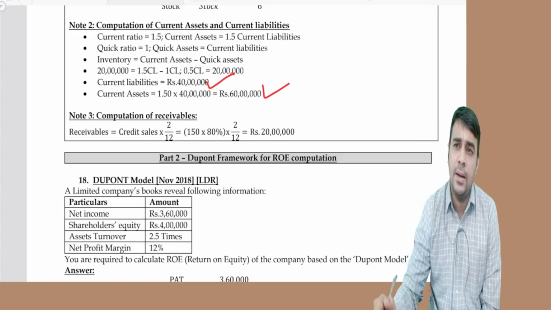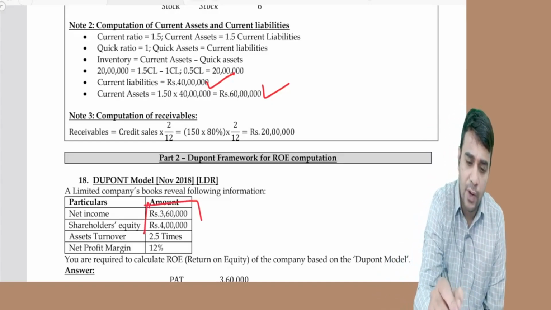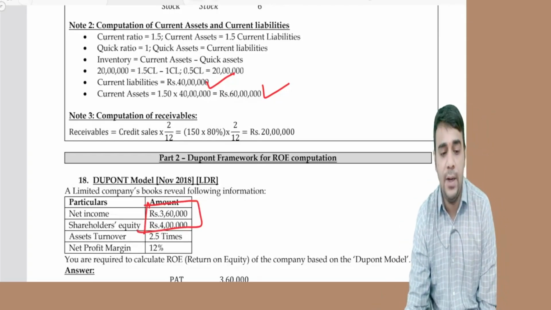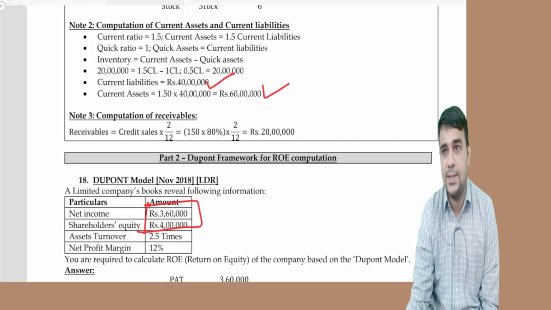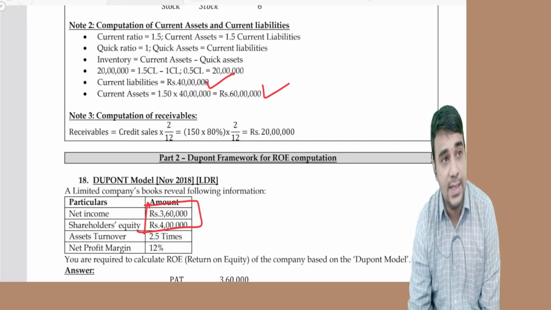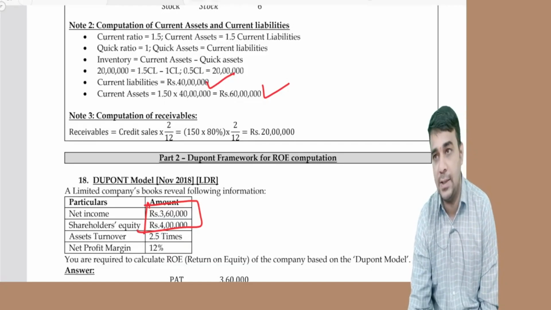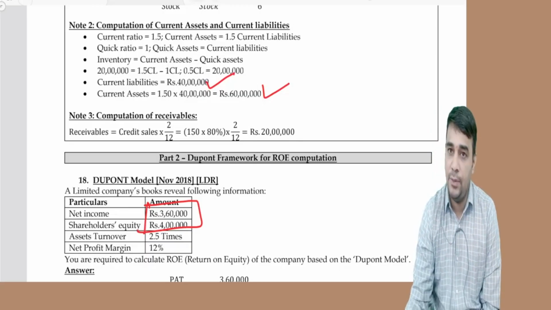What is the meaning of net income? Net profit. This is the answer for ROE: net profit by equity. But instead of writing that, we will write it separately. Net profit divided by equity, 360 divided by 4 lakh, 90% is the answer. But you can't write 90%.